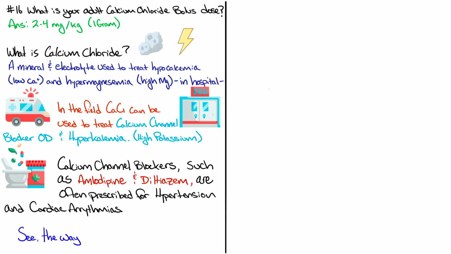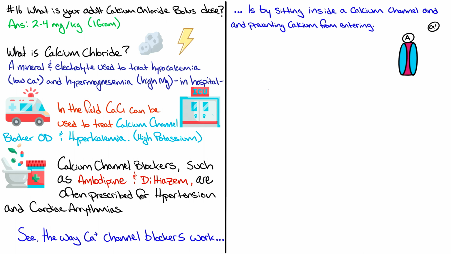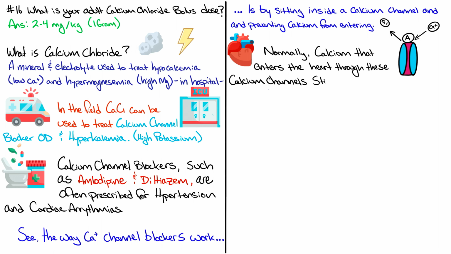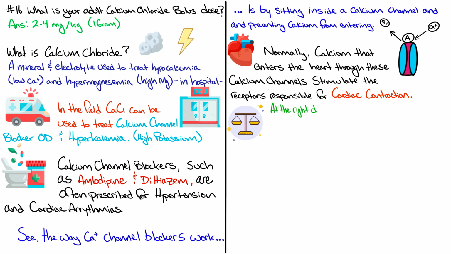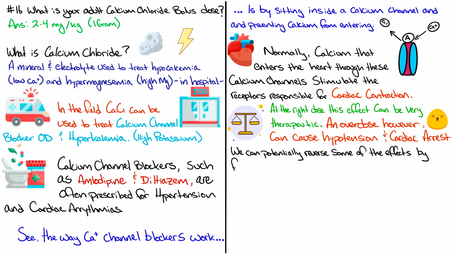See, the way that calcium channel blockers work is by sitting inside a calcium channel and preventing calcium from entering. Normally, calcium that enters the heart through these calcium channels stimulates the receptors responsible for cardiac contraction. At the right dose, this effect can be very therapeutic. An overdose, however, can cause hypotension and cardiac arrest. We can potentially reverse some of the effects by flooding the receptor site with calcium.